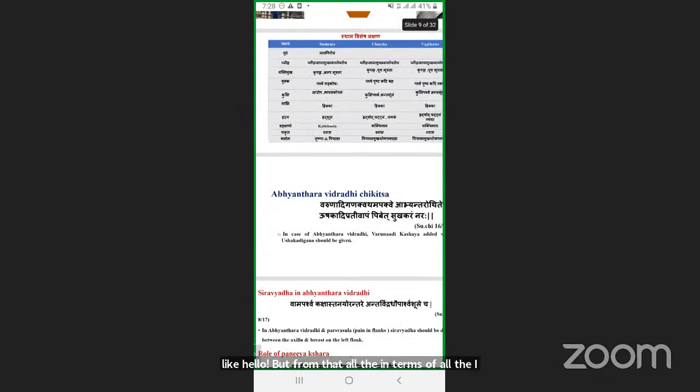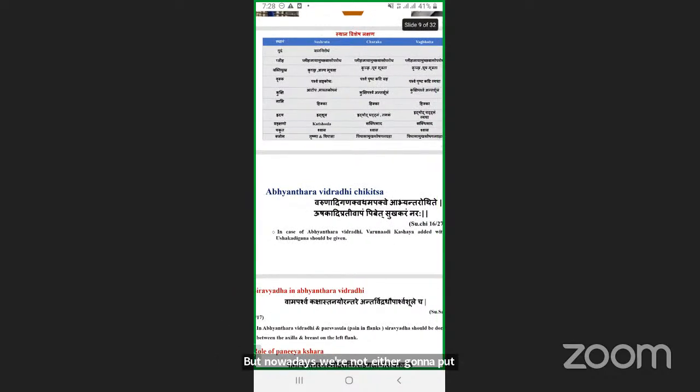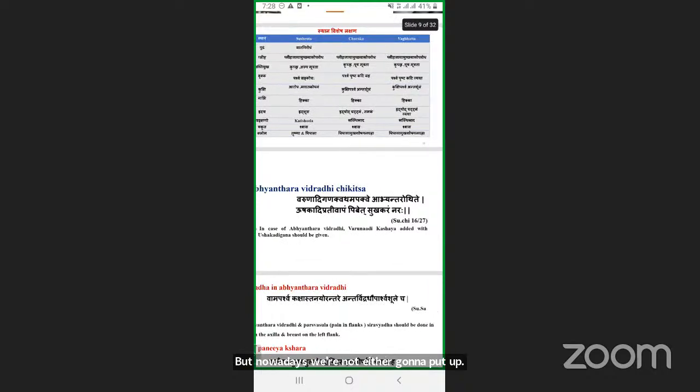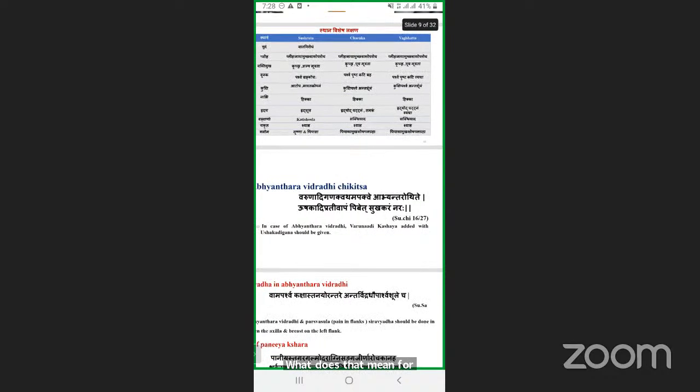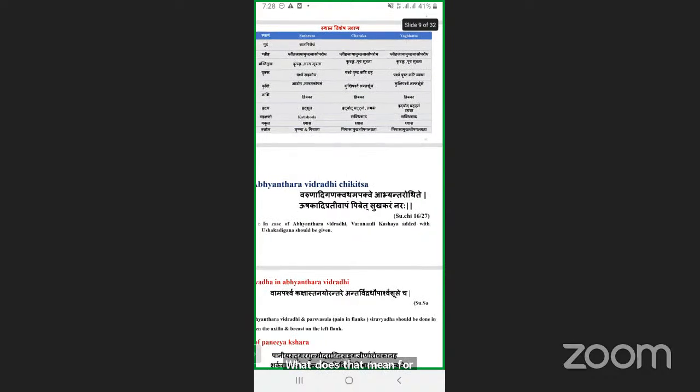Coming to Abhyantara Vidradi Chikitsa, Varunadigana. Apakve Abhyantara Vidradau, Ushakadi Prativapam Pibet Sukhambhasa Naram. In case of Abhyantara Vidradi, Varunadigana Kashaya added with Ushakadigana should be given.